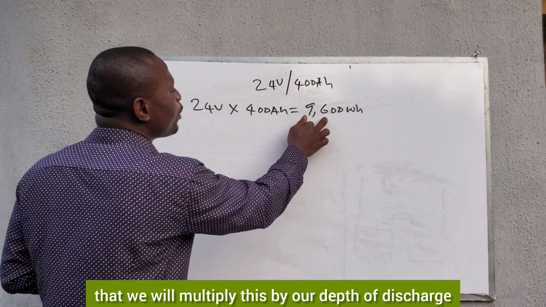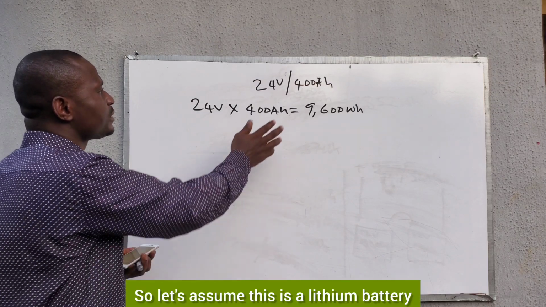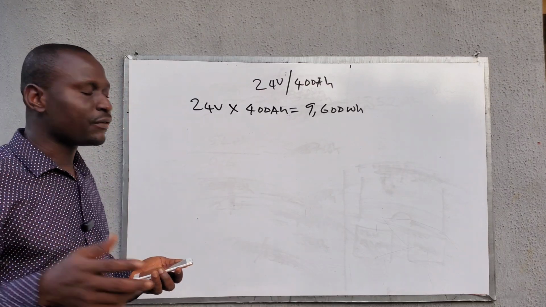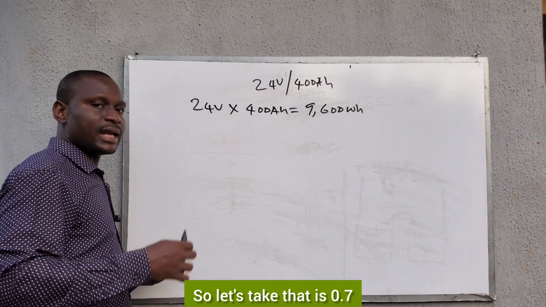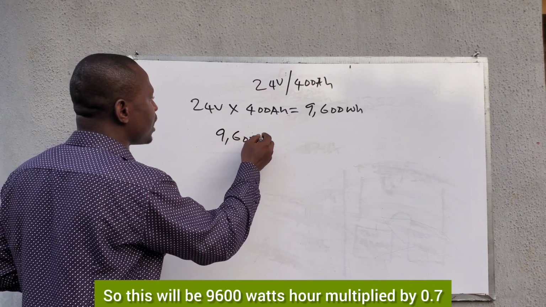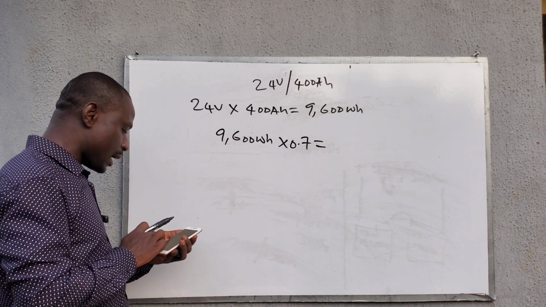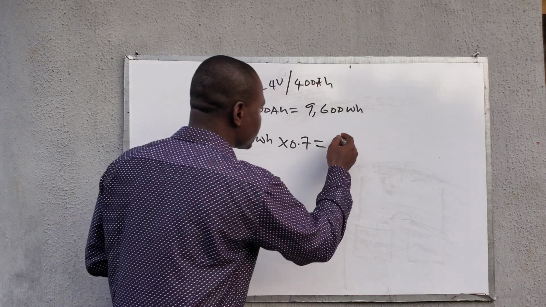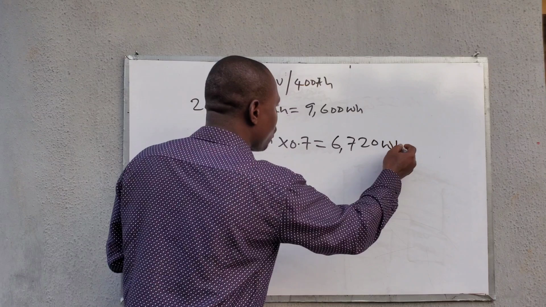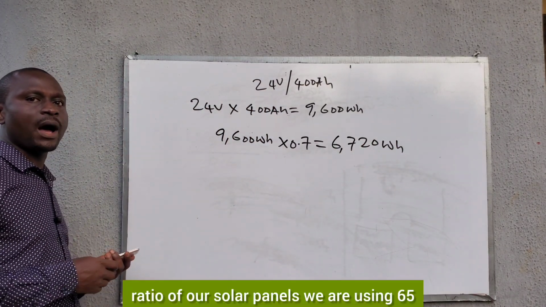The next step is that we will multiply this by our depth of discharge. So let's assume this is a lithium battery or a flooded battery. We are going to use 70% DOD, that is 0.7. So 9,600 watt hours multiplied by 0.7 will give us 6,720 watt hours.